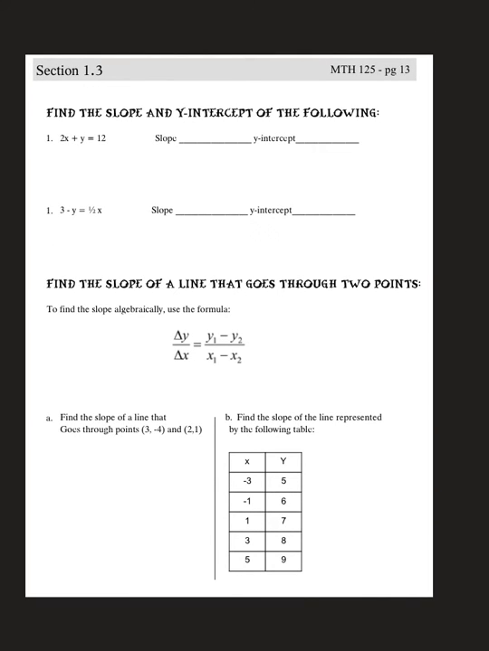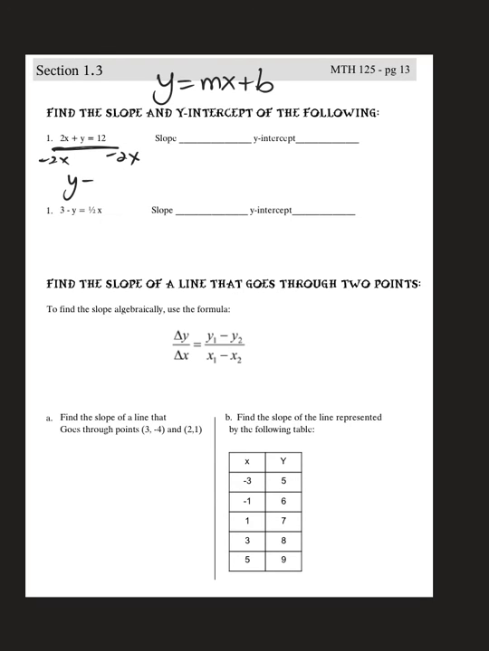Okay, so here's a couple examples where you're asked to interpret and find the slope and the y-intercept, and your linear equations are not in the proper form. So remember that anytime you want to interpret it, you have to have your linear equation in slope-intercept form. This one I can do that if I subtract 2x from both sides.